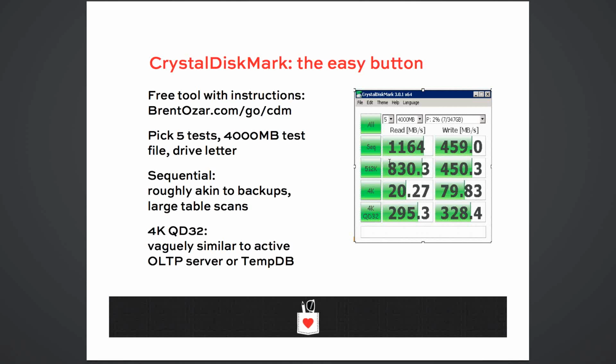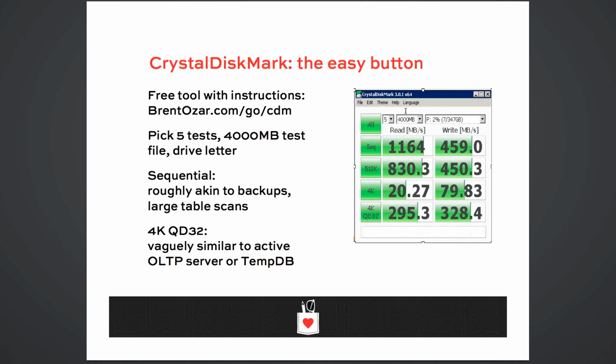So what you do is you go download this from brentozar.com/go/cdm. There are 3 drop-down boxes across the top that you're going to configure. The first one is the number of tests that you're doing. If you're doing this in production, when the SQL Server is up, you should only do 1 test, because I don't want to do a long, sustained test that might cause my SQL Server to slow down dramatically while it's working. The second thing that I'm going to configure is the size of my test file.